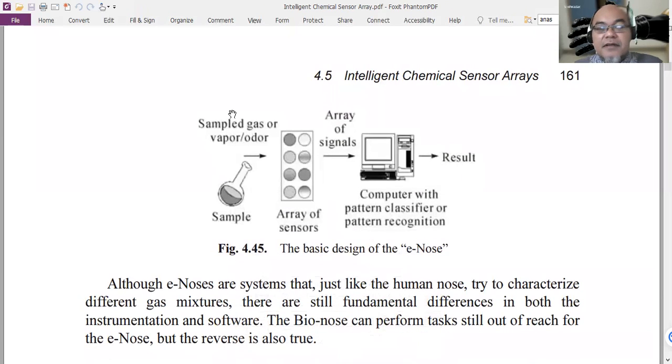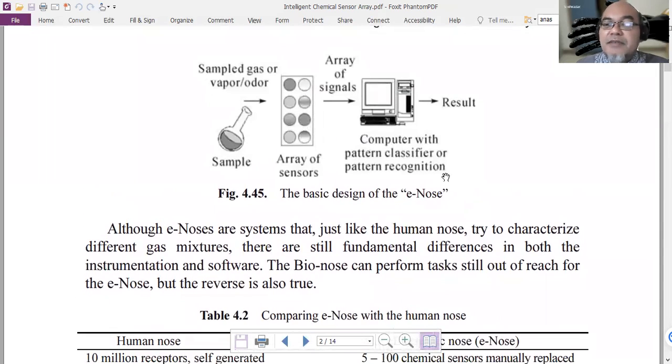The e-nose is made similarly. It has this sampling system, which in the case of GeNose is a plastic bag. Then you have inside an array of sensors, and from this array of sensors you capture an array of signals, not only a single signal. In a conventional sensor, you obtain a single signal as a function of time. In an array of sensors, you have an array of signals. Then this array of signals is put into a computer with a pattern classifier or pattern recognition, which will then recognize the pattern using a machine learning algorithm or statistical algorithm.